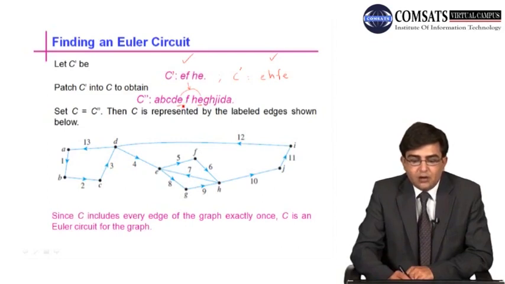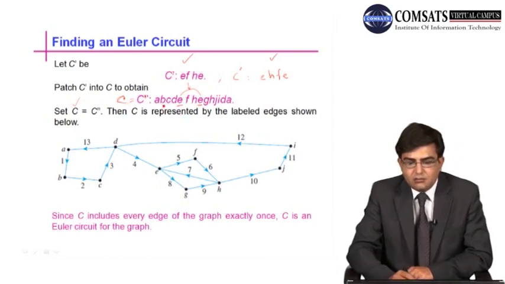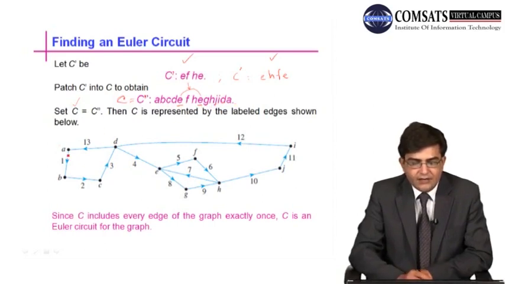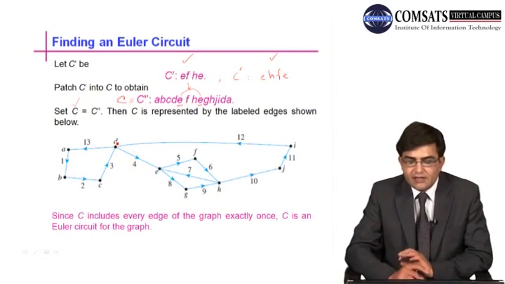So now check whether C double dash, we call it C, now check whether C contains or uses all the vertices A, B, C, D, E, F, H, E, G, H, J, I, D, A. So it uses all the vertices given in the graph.